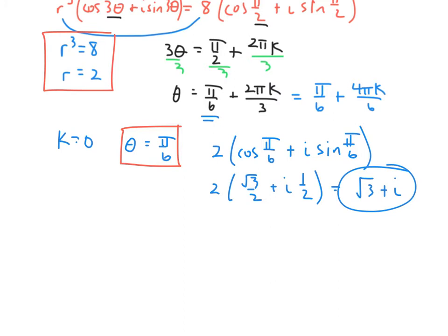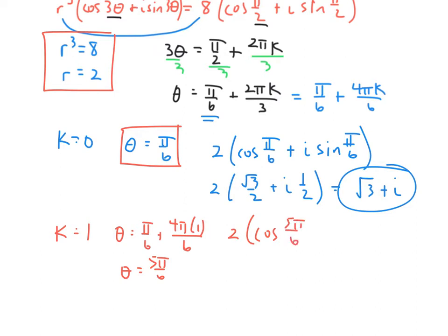Okay? To get the second one, we're going to do k is equal to 1, which means that theta is equal to pi over 6 plus 4 pi times 1 over 6. What's theta equal to? 5 pi over 6. Okay? All right, and then if I continue to use the same r value of 2, I've got 2 times cosine of 5 pi over 6 plus i sine of 5 pi over 6. Evaluate cosine of 5 pi over 6. What do we get?